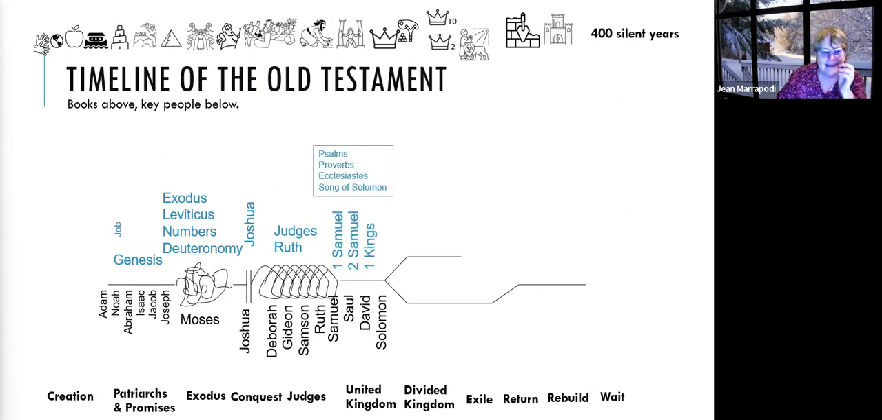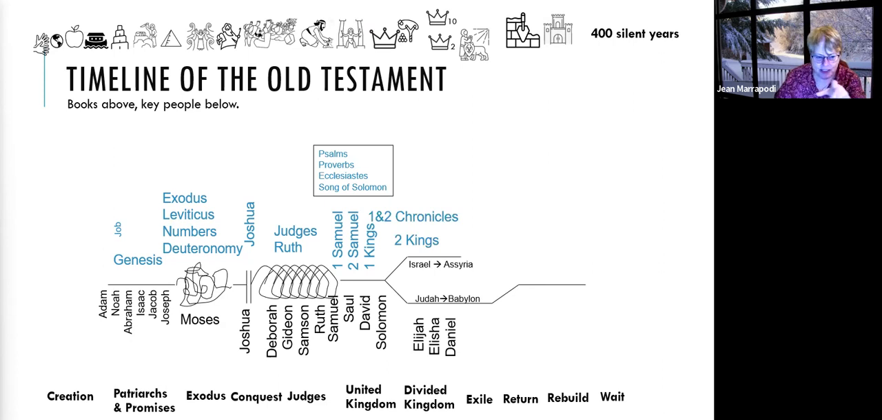Our United Kingdom with 1 Samuel about Saul, 2 Samuel about David, 1 Kings about Solomon, and then our poetry fits in here. Then 1 and 2 Chronicles tell the story of the divided kingdom, and we meet Elijah and Elisha and Daniel. They get carted off. We have our major prophets and our minor prophets saying, get your act together, get your act together. God's going to punish you. And then God punishes them and off they go to exile, 70 years.